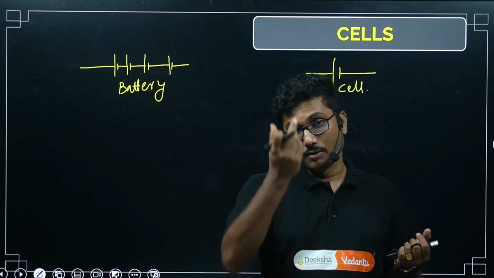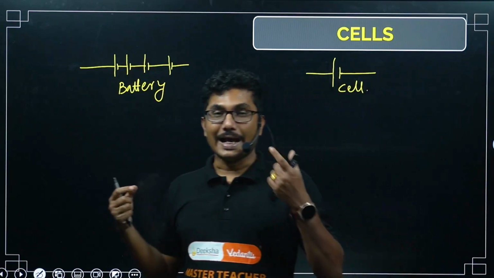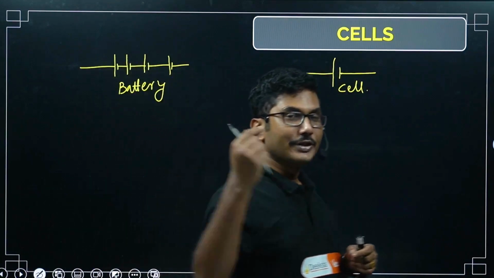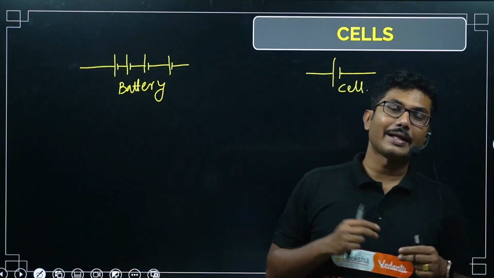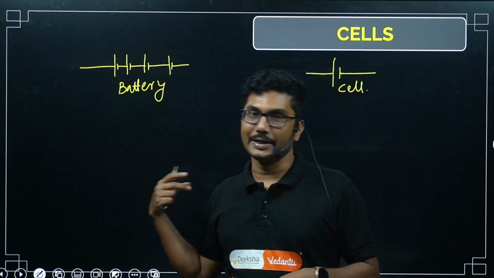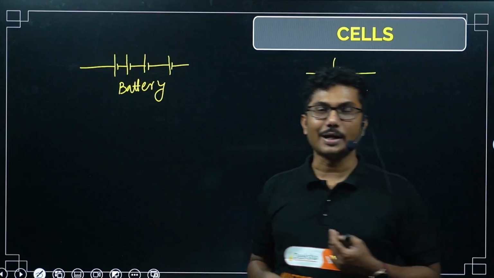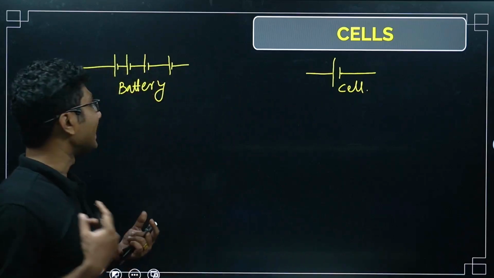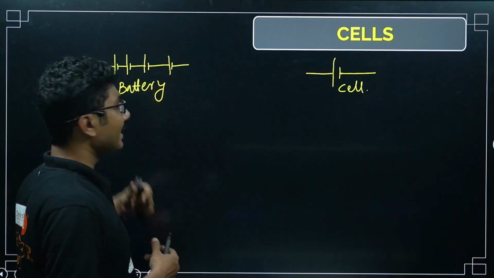Okay, but when you are saying a 1.5 volt cell that is used in your remote control car or in your wall clock, that is a cell. In fact, the same thing used in your mobile phone, there they have multiple cells combined. Okay, that is why this is called a battery. So where multiple cells are combined, it is called a battery.